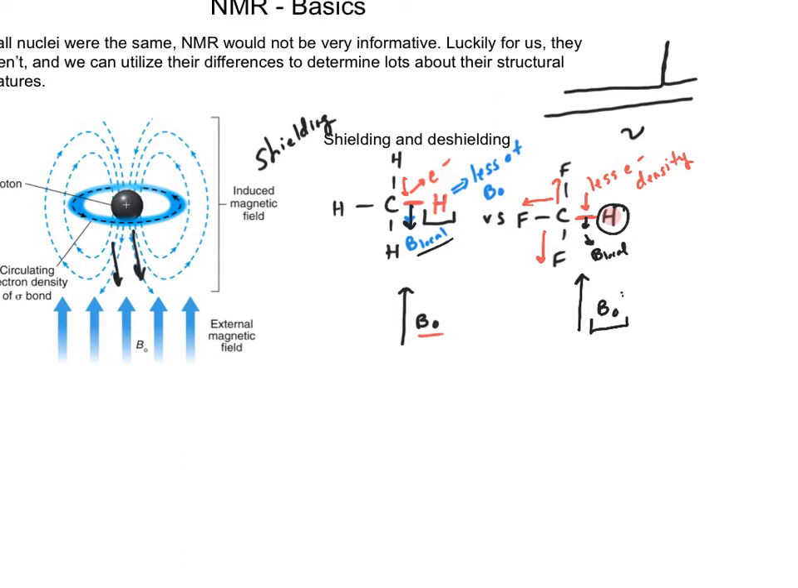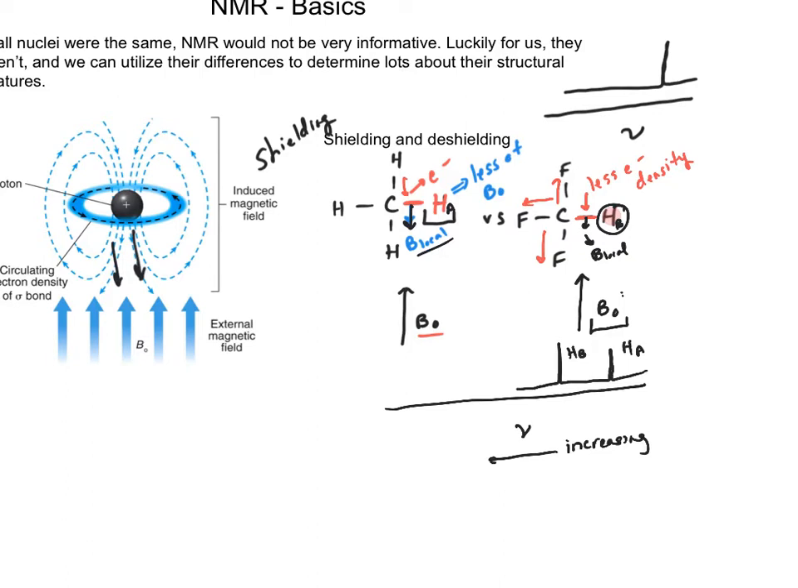So if we went ahead and said this is going to be called hydrogen A, and this is going to be called hydrogen B, when we look at our NMR spectrum, what we're going to find, if we're increasing in frequency, going from right to left, is that hydrogen A would absorb at a lower frequency than hydrogen B. This would be hydrogen A, this would be hydrogen B, because again, it feels less of that magnetic field than hydrogen B comparatively. So this is the basis behind NMR.